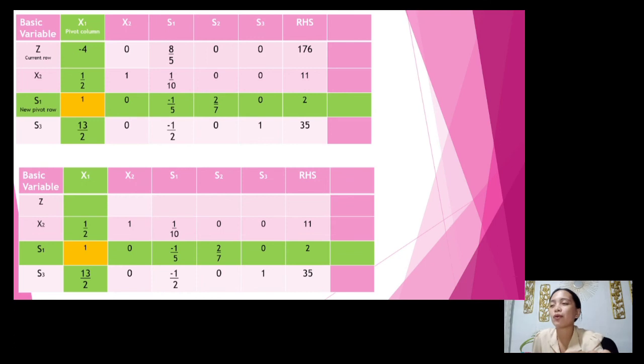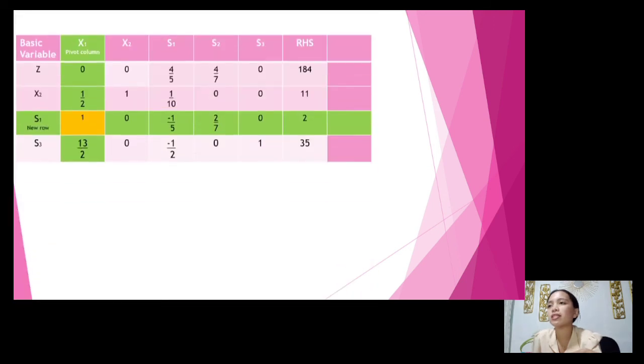Next, we will solve for our value of z. So negative 4, it's the same process. Negative 4, which is our current row, minus negative 4 also, so it will become 0. Then this will be 4 over 5, then 4 over 7, then 0, then 84, then do the same process.